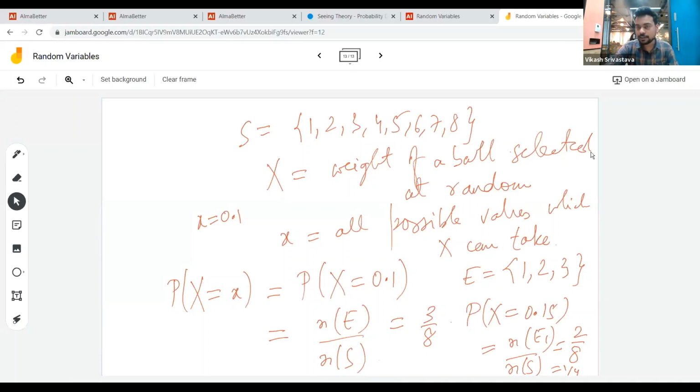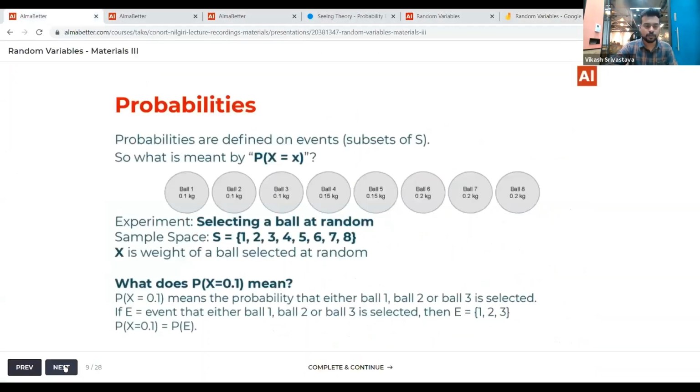Can I get a yes from you if you are able to understand this particular concept, the concept of probabilities? Our random variable can take all possible numerical values. Okay, perfect. So let's move ahead.